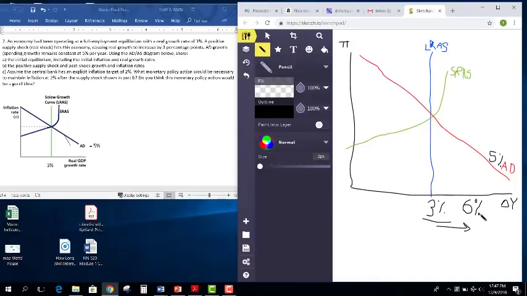So 6%. That's going to take us up here. Let's just go ahead and label this 2. This is going to be LRAS2. I'm just going to label this LR because it's very difficult to draw letters in this program. So long run aggregate supply 2, positive real shock like this. It says AD growth remains constant at 5%. So I'm not going to shift aggregate demand here, total spending.